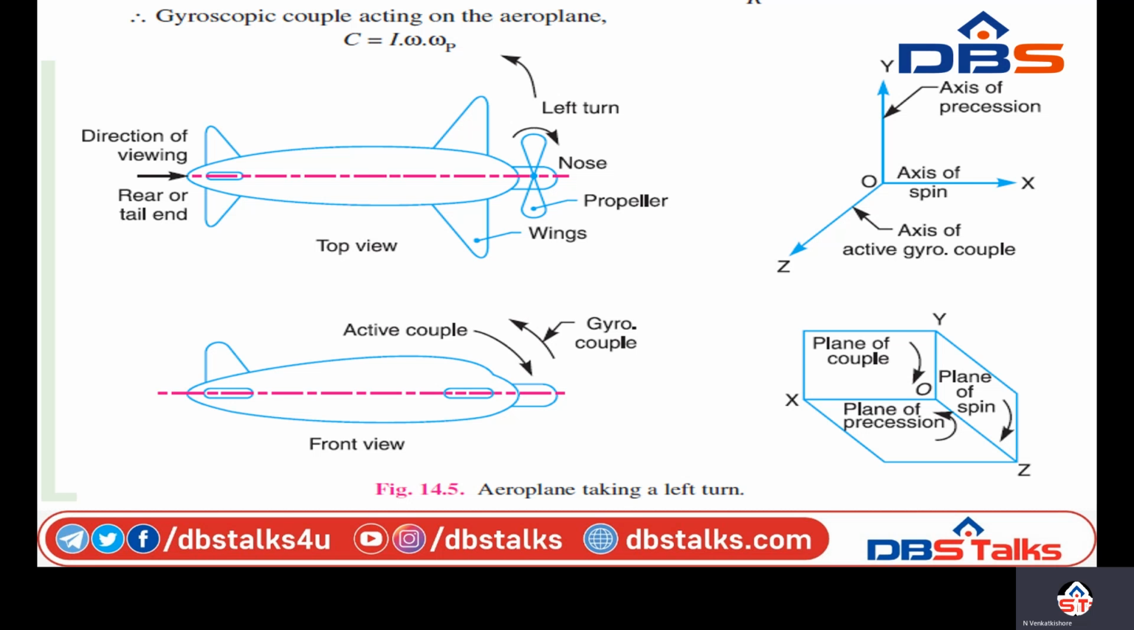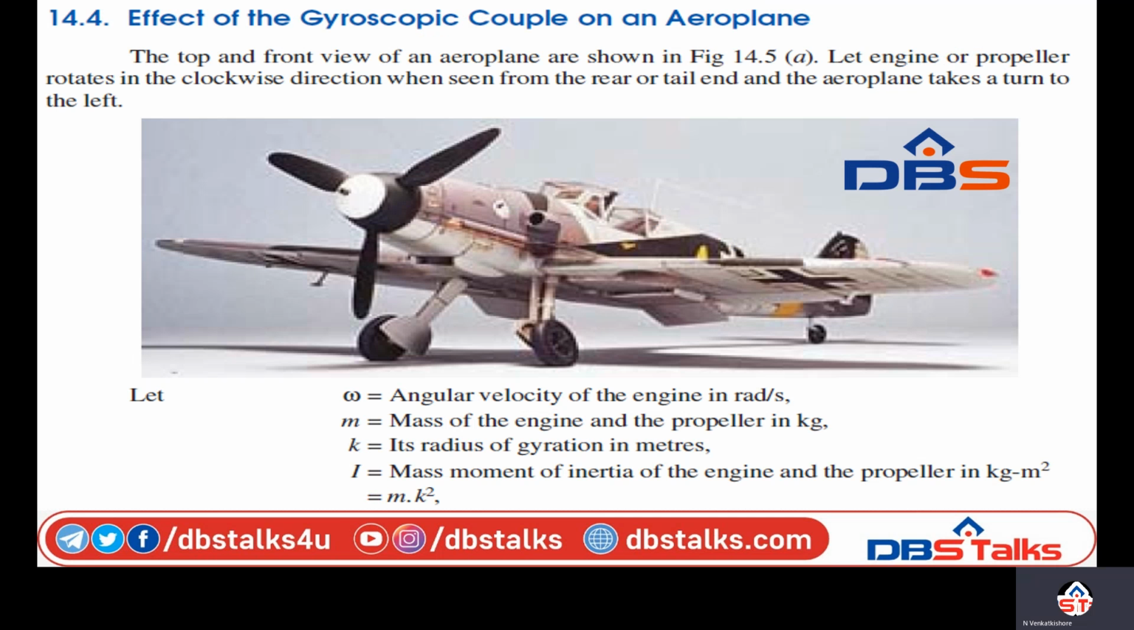So let the engine or propeller rotate in the clockwise direction when we see from the rear or tail end, and the aeroplane takes a turn to the left. So we have to calculate the gyroscopic couple while we are traveling in the direction of turning only. This will result in a drastic effect. Let us consider: let omega be the angular velocity of the engine, m the mass of the engine and the propeller, k the radius of gyration in meters, and I the mass moment of inertia of the engine and propeller. Here we are considering the engine and the propeller as the same.